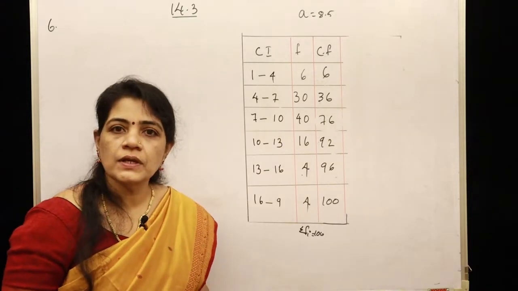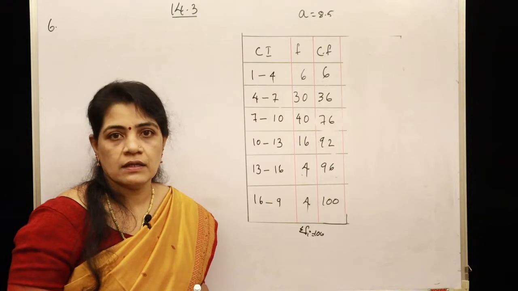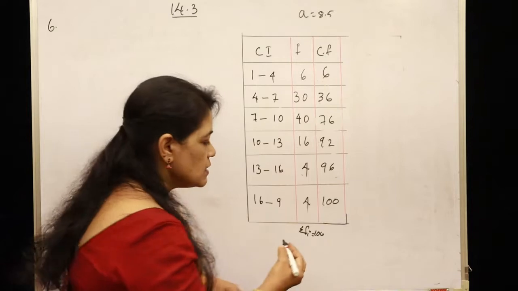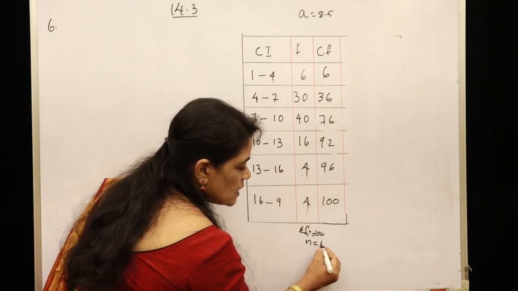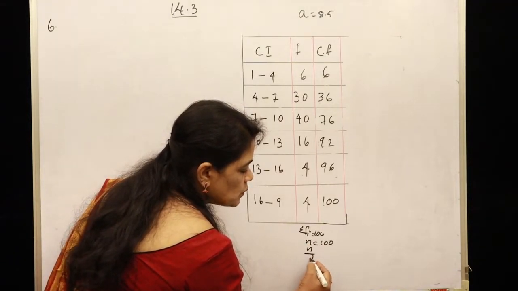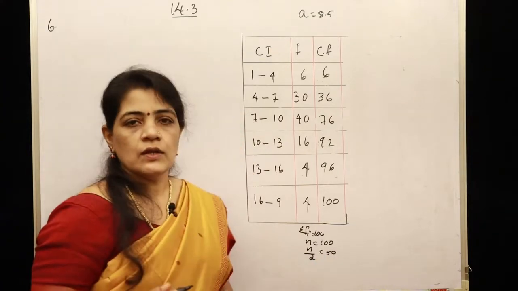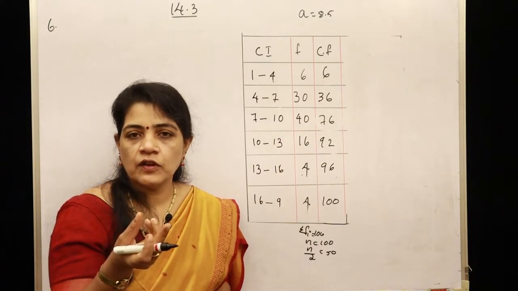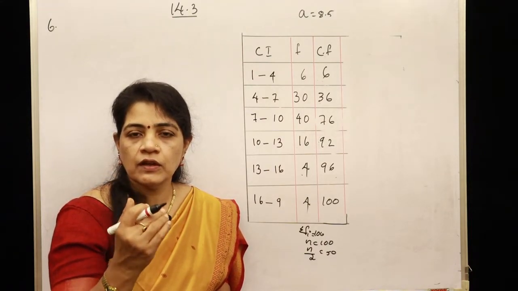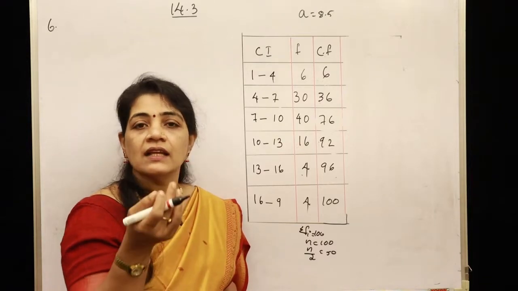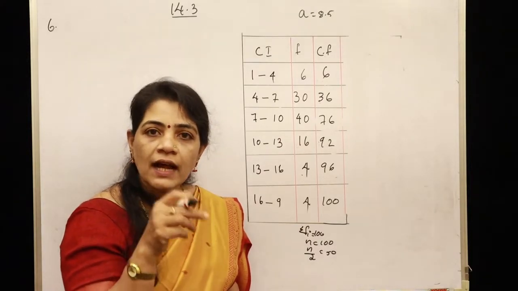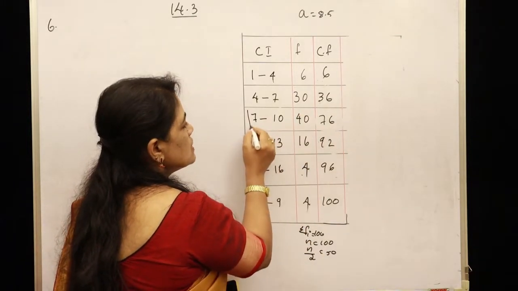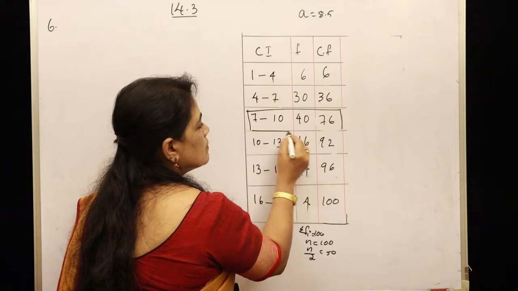So the next step is we have to find the median class. In order to locate the median class, here we have n, Sigma Fi is also n. N is equal to 100, so n by 2 is 50. If n by 2 is 50, see the cumulative frequency column. The cumulative frequency just greater than 50, and the class interval corresponding to that, will be the median class. 50, that means 76. So this is the median class.